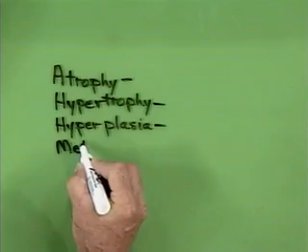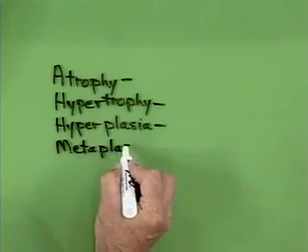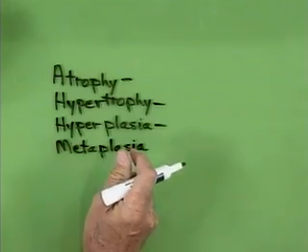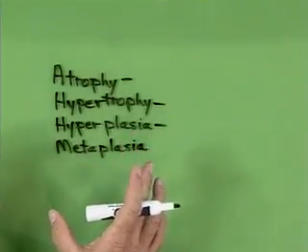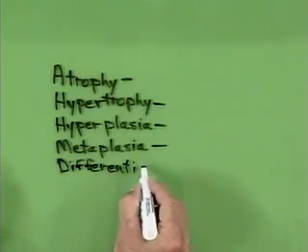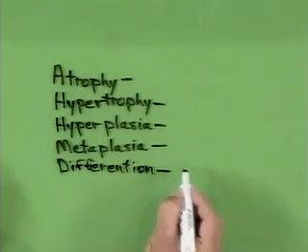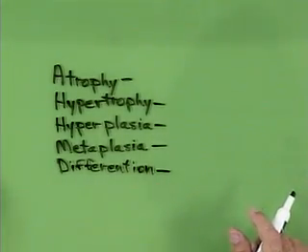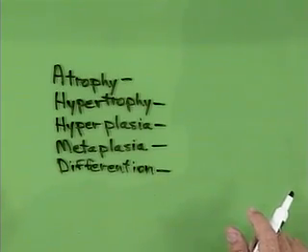Metaplasia. If a cell changes its functional role, we say that cell underwent metaplasia. If the new functional role that it assumes is more specific than the original functional role, we call that process differentiation. So these two are very closely related, but if it becomes more specialized by the process of metaplasia, then we call that process differentiation.